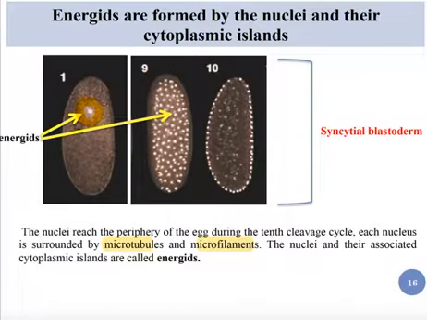these nuclei and their associated cytoplasmic islands. It means this accumulation of cytoskeleton that makes a kind of island around the nucleus. These are called energids. So energids are the nuclei and their associated islands formed by microtubules and microfilaments.